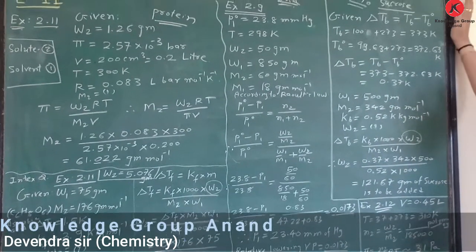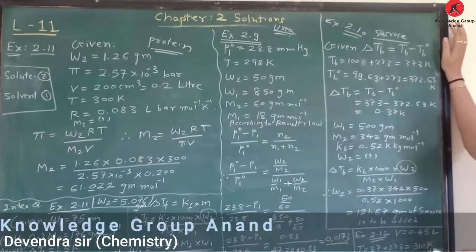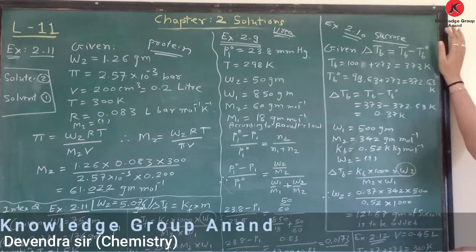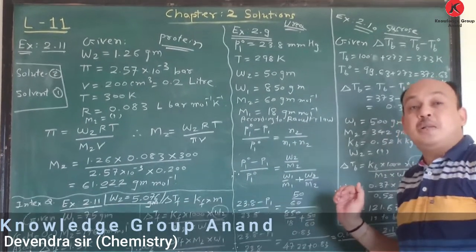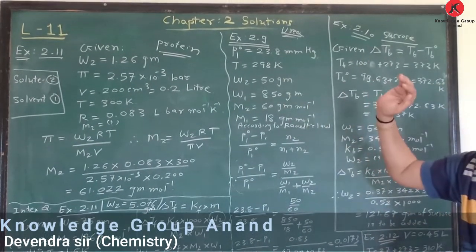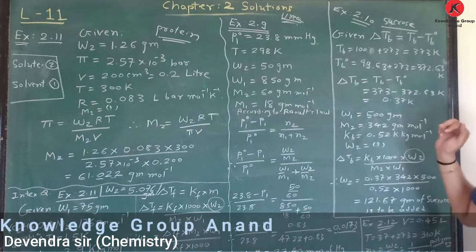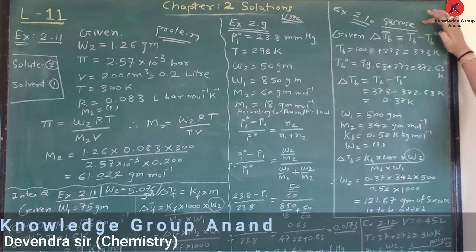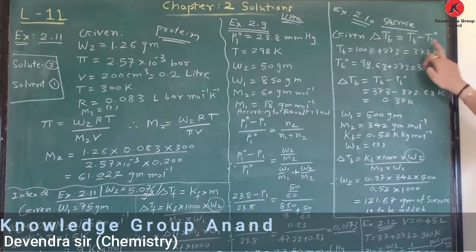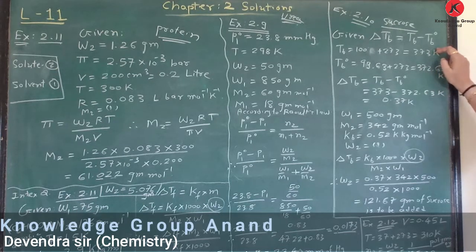Okay, now example number 2.10. Here each and every example in the textbook is asked just like colligative properties. The first is related to delta Tf, depression in freezing point. Second, 2.9, relative lowering of vapor pressure of solvent, and 2.10 is elevation in boiling point. So here sucrose acts as a solute. So given delta Tb is equal to Tb minus Tb0. Now remember what is Tb? Tb is the boiling point of solution and Tb0 stands for boiling point of pure solvent.